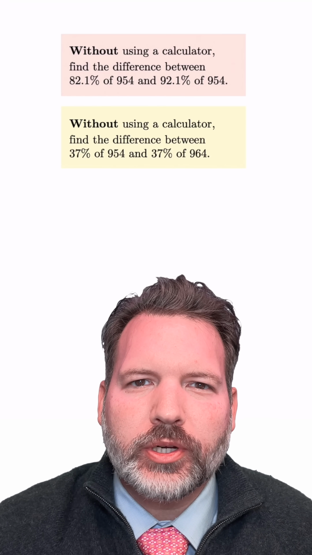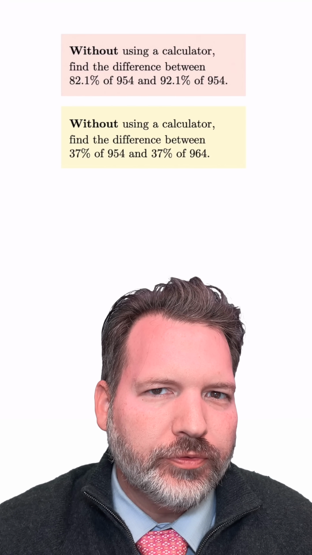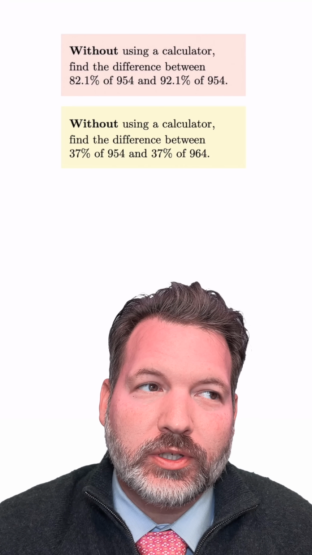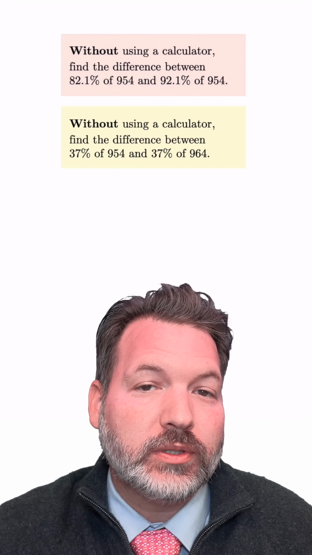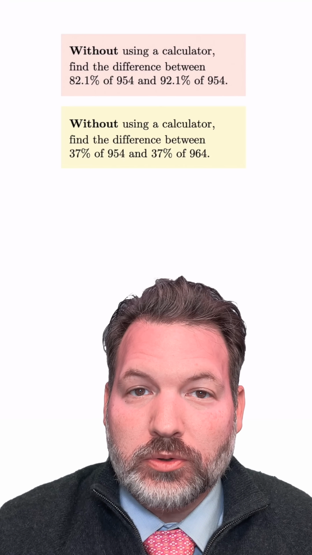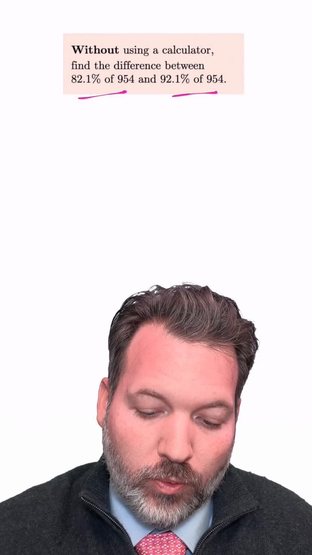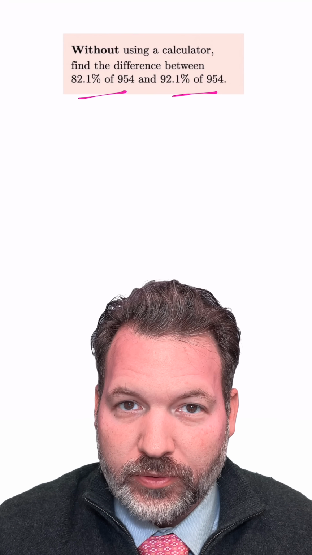I saw this question pop up, and apparently students tend to treat these as two very different questions. But in fact, as is typically the case with percentages, these are really just about multiplication, and as is often the case with multiplication, these are really about distribution. Take this first case. We're trying to find the difference between 82.1% of 954 and 92.1% of 954.